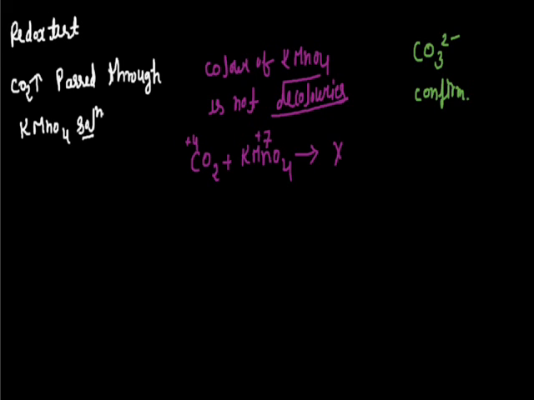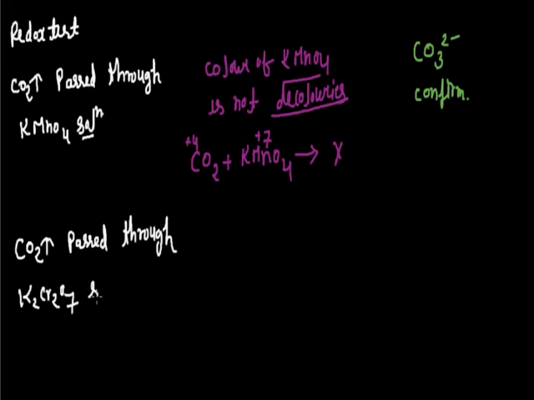Now in our next test, we can confirm if CO2 gas is passed through K2Cr2O7 solution, potassium dichromate, and the color of dichromate is orange. So in that case, the orange color of K2Cr2O7 is not decolorized.